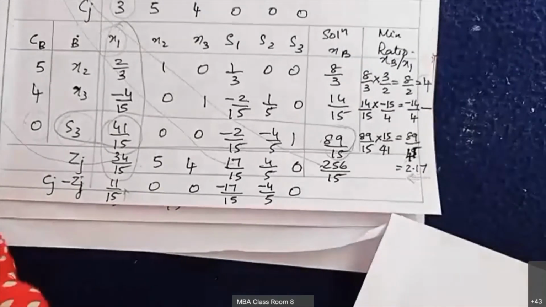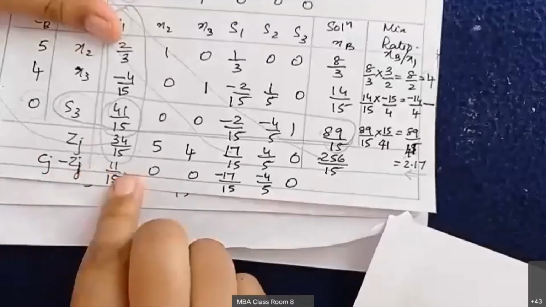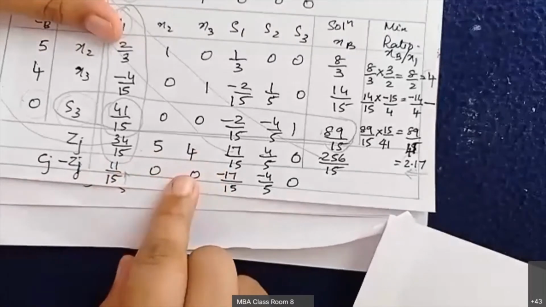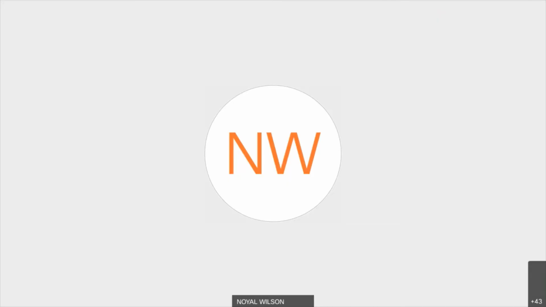Say it. Is Cj minus Zj a positive value? It should not be negative? We have to keep doing the iterations till Cj minus Zj becomes either a negative value or 0. Any values. Okay, negative or 0. It should not be positive. If there is a positive number, we have to again do the iterations.